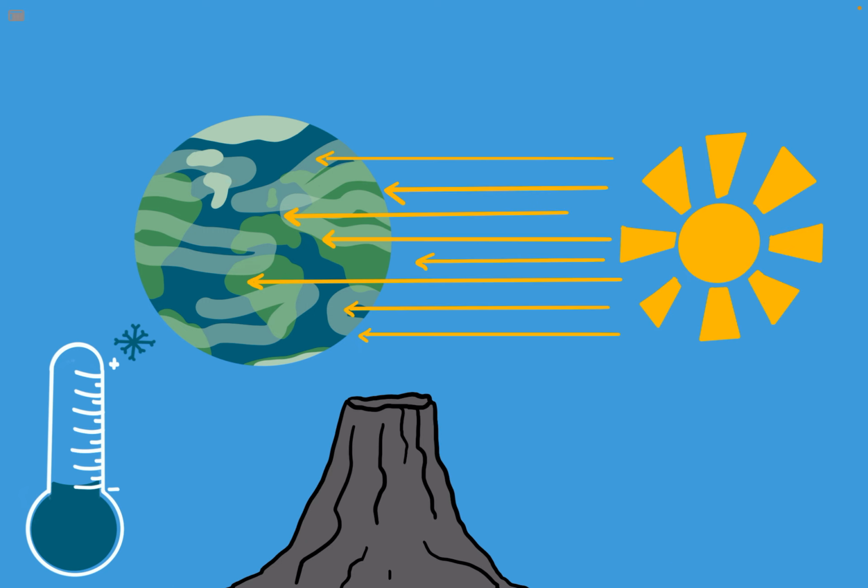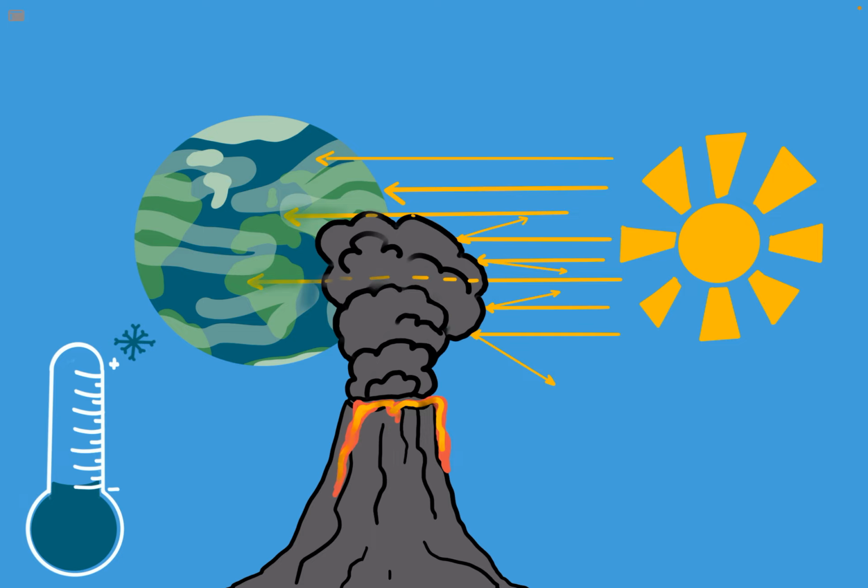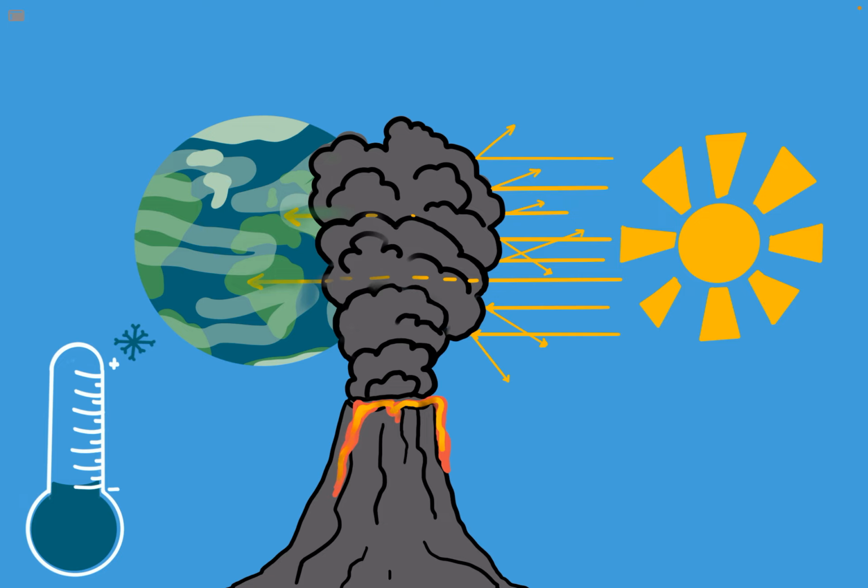The sulfur dioxide released by a volcanic eruption reacts with the water vapour in the stratosphere, creating sulfuric acid droplets. These are highly reflective sulfate aerosols that reflect solar radiation back into space. This increases the Earth's albedo, leading to a lesser absorption of energy, causing this cooling effect.